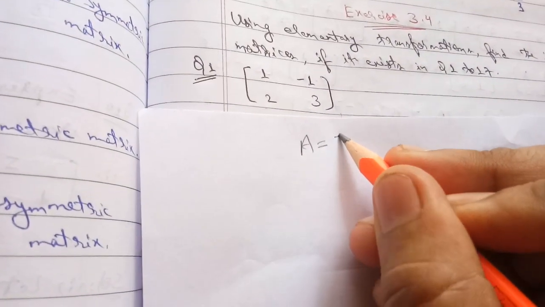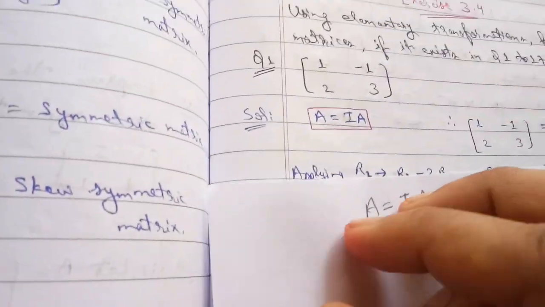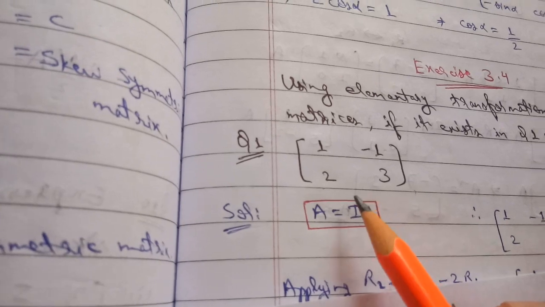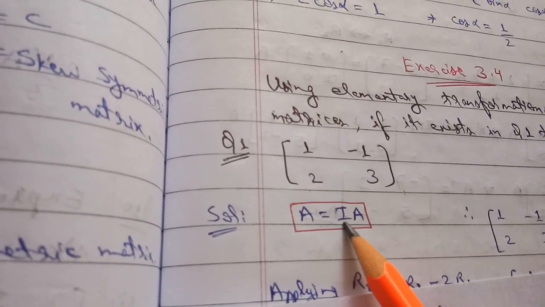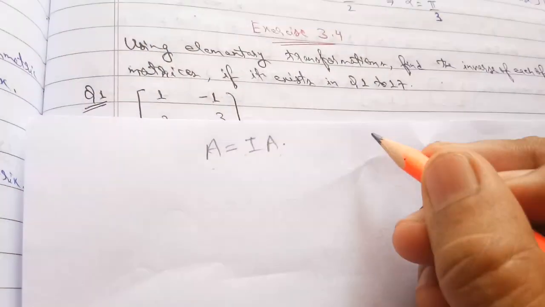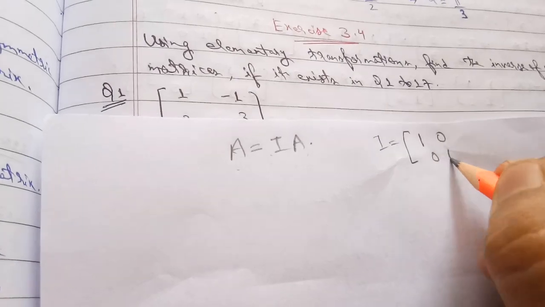You have to put A equals AI, A equals IA, right? A is the given matrix. In place of I, you will put the identity matrix I for 2 cross 2. What is it? It will be 1 0 0 1, right?